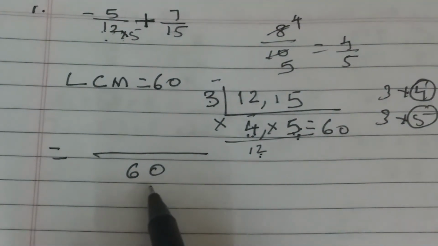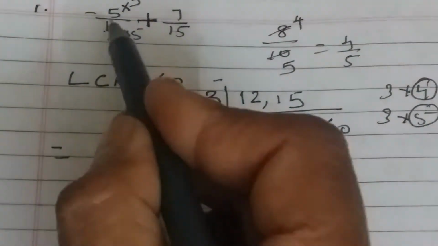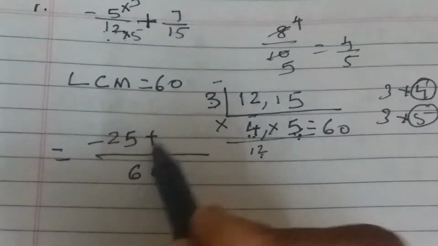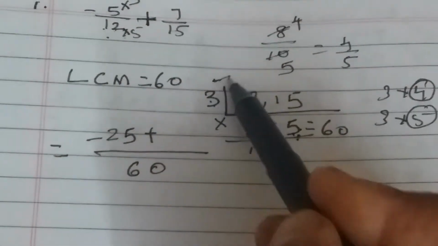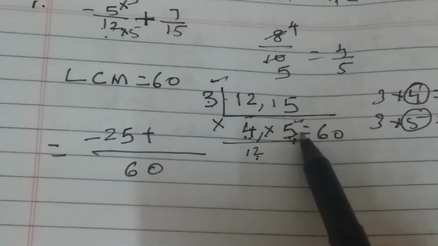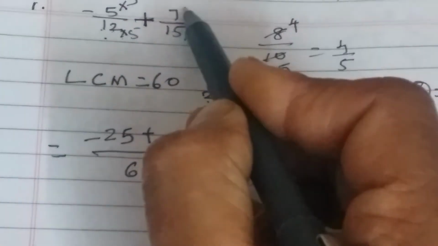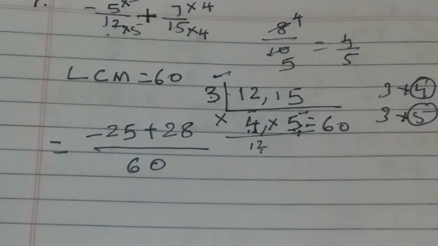Denominator we have written already. Multiply the numerator by the same 5 and write it here. Minus as it is, 5 fives are 25. Then plus, 15 into what is 60? Come to the LCM again. 3 and 5, 3 fives are 15. What is the leftover number? 4. So 15 fours are 60. Multiply the numerator also by the same 4. We get 7 fours are 28.